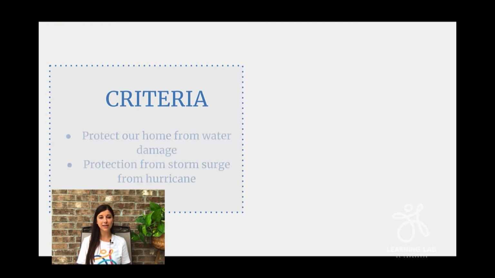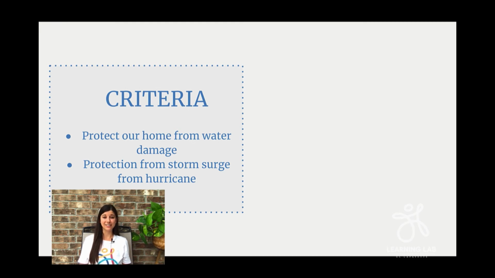Since we now know that hurricanes bring damages from both wind and water, we need to decide which we will focus on. I think since our house is right on the water, that we should focus on the damages that will come from the inevitable storm surge that the hurricane will bring. Our goal for our solution is to protect our home from the storm surge. Now that we have our criteria, let's talk constraints.